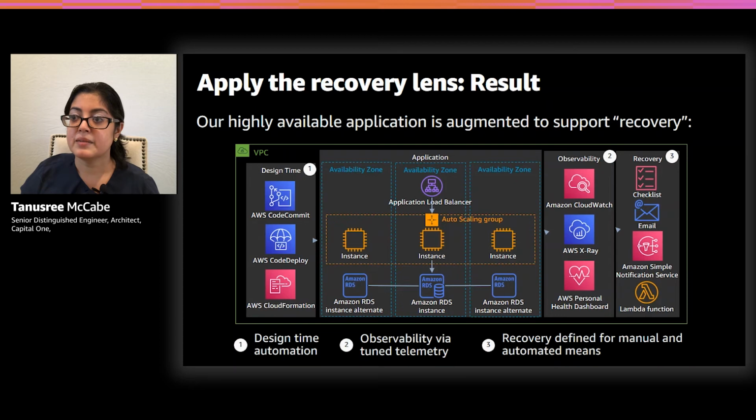And in the observability column of number 2, you see some AWS services that help us receive this telemetry as quickly as possible, put it together, and be able to use that for troubleshooting purposes.